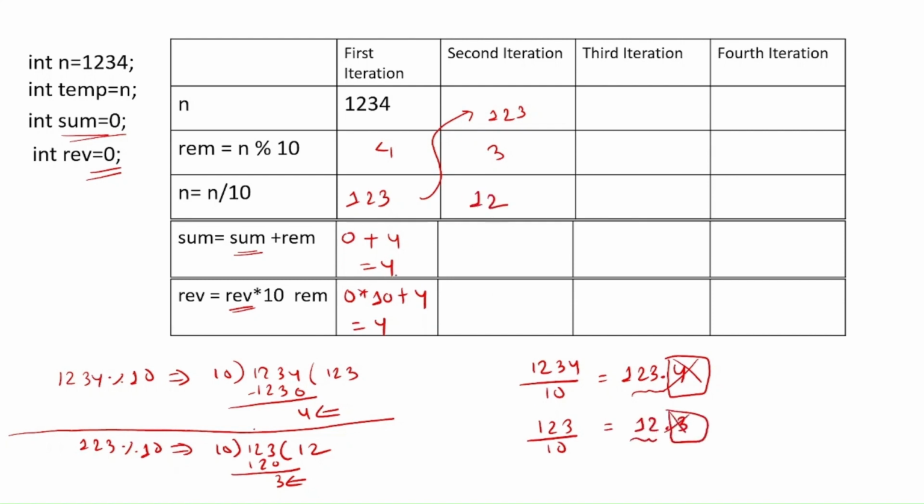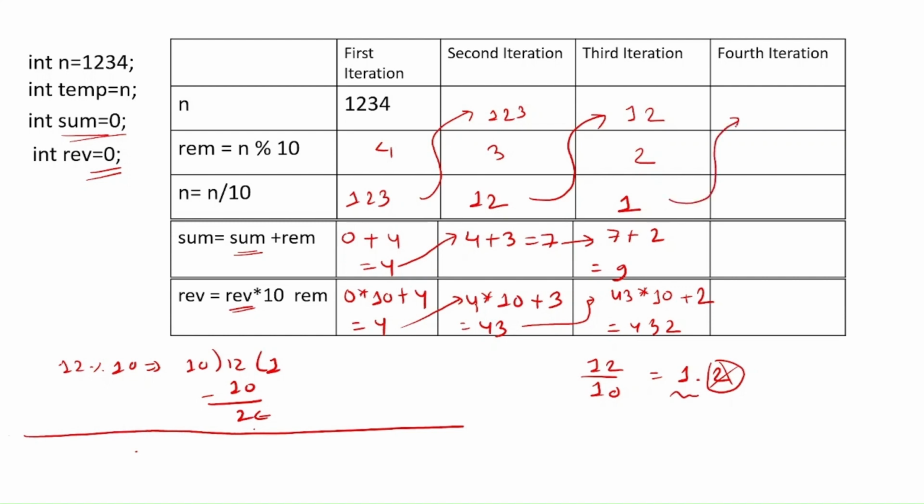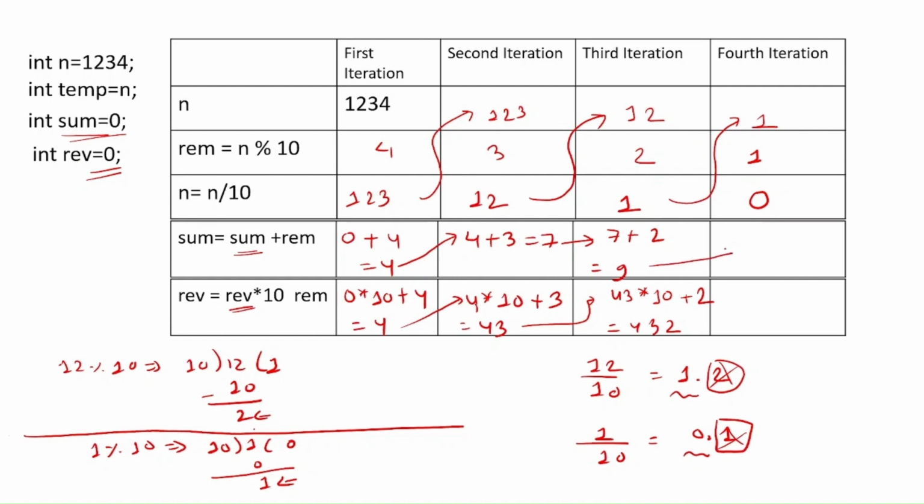Sum, which was initially 4, is now revised to sum plus rem, that is 4 plus 3 equals 7, and rev, which was initially 4, is revised to rev into 10 plus rem, that is 4 into 10 plus 3, which equals 43. In the next iteration, n is revised to 12 and the looping will continue until n reaches 0. At the end of the loop, we get sum equal to 10, which is the sum of all the digits of the number, and rev equal to 4321, which is exactly opposite of the original number 1234.